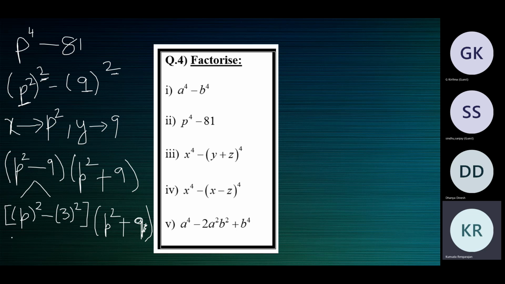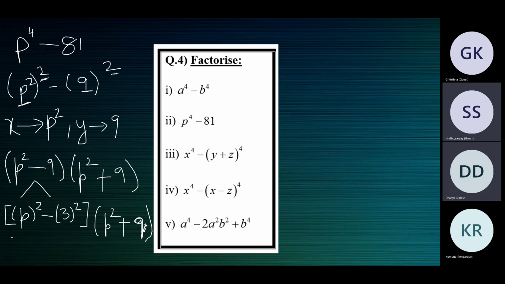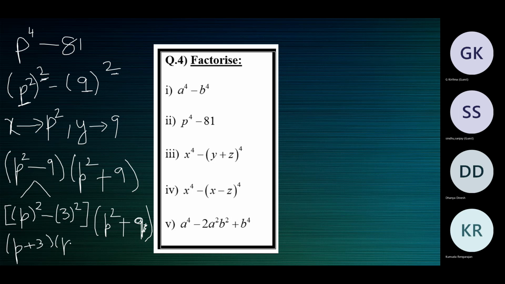So what should we write in the next step? p minus 3 into p plus 3, ma'am, into p square plus 9. I wrote q by mistake. So p plus 3 into p minus 3 into p square plus 9. Correct, children? Is this very clear? Yes, ma'am. All right.